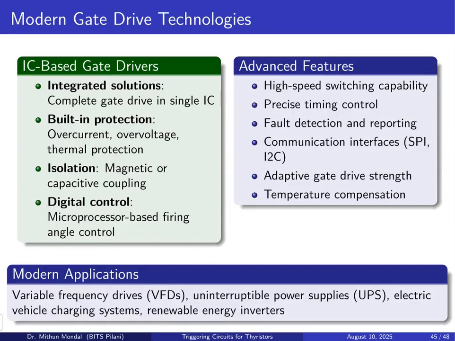Now, modern gate drive technologies are there, which are basically IC-based gate drivers. Some advanced features are also coming, and modern applications generally involve variable frequency drives, UPS systems, electric vehicle charging systems, and renewable energy inverters. So nowadays, apart from the ordinary RC or UGT triggering methods, we have IC-based gate driver methods with advantages because they provide isolation, control, and built-in protection, including over voltage and over current protection, in these IC-based gate trigger networks.